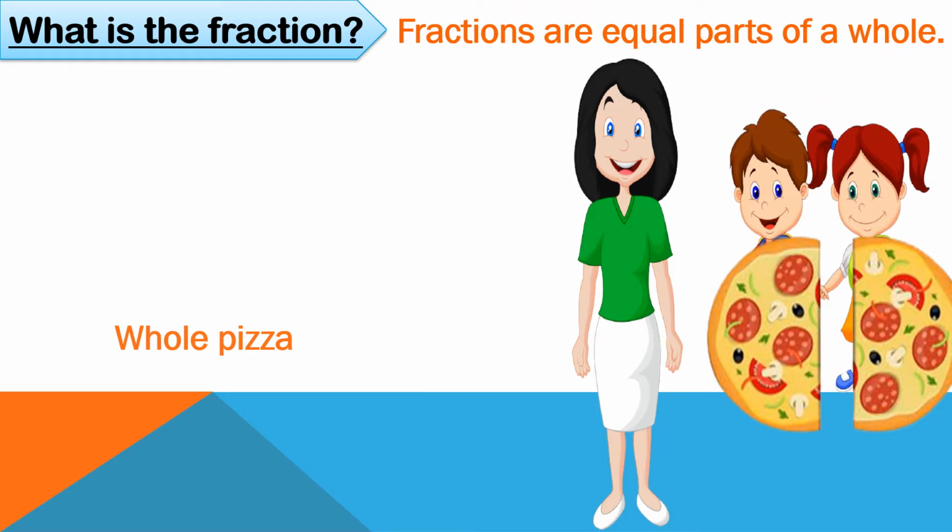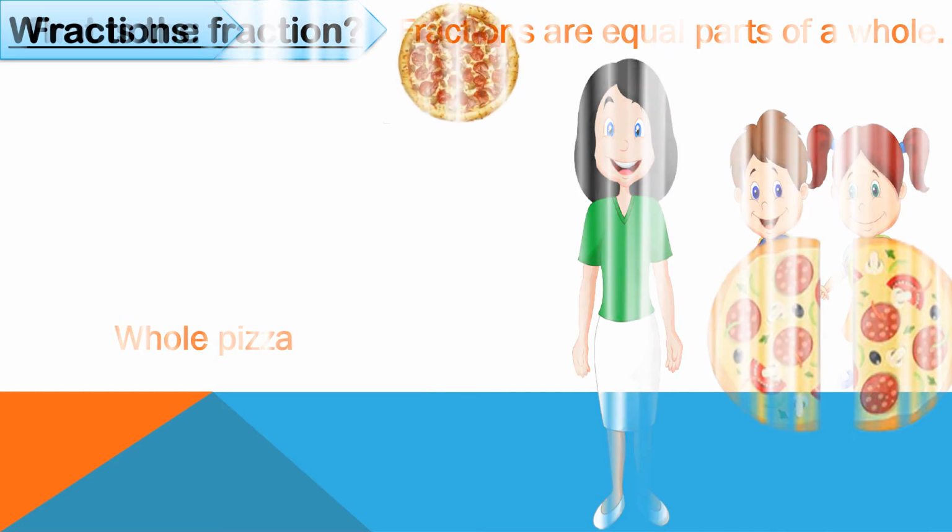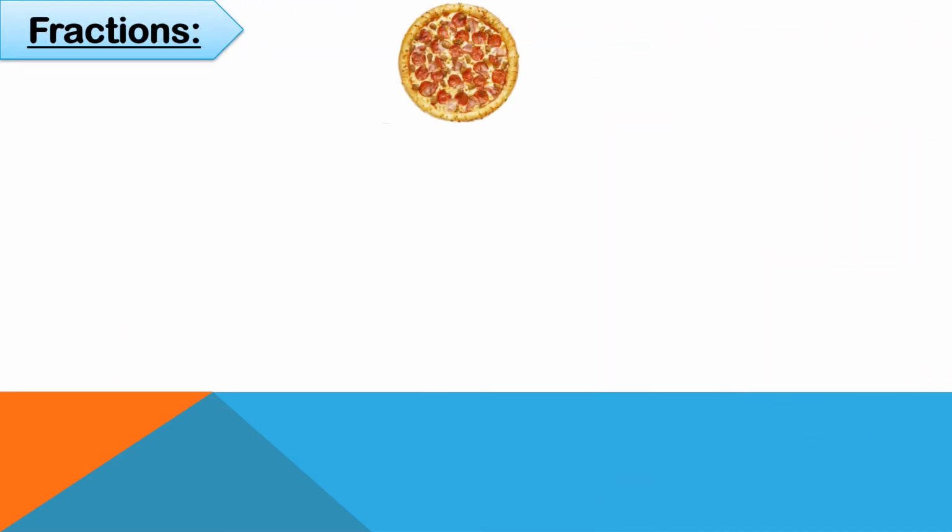So fractions are equal parts of a whole. What we did now is called a fraction. So fractions are equal parts, like our equal parts of pizza, equal parts of a whole. If I have my whole pizza here, this whole pizza is called one whole. I didn't divide it now, okay? So this is one whole.